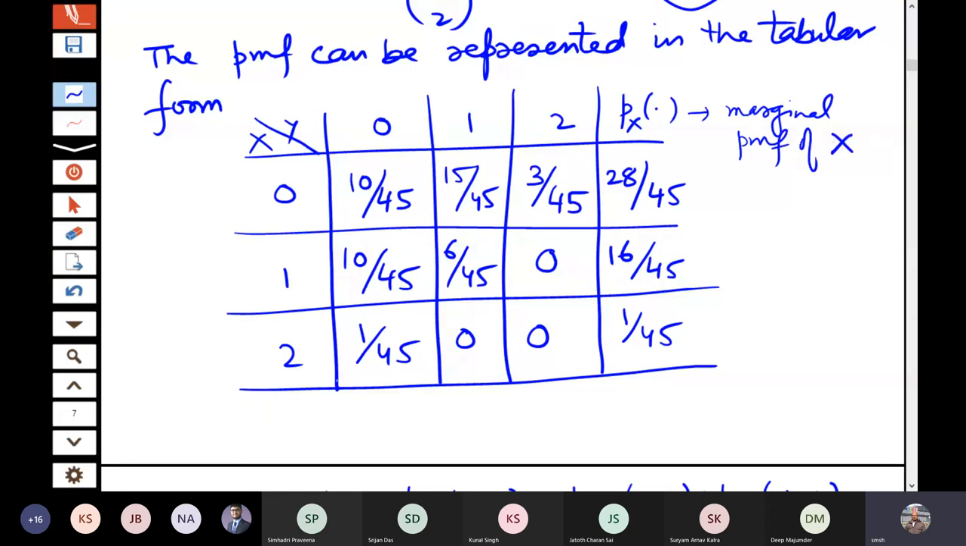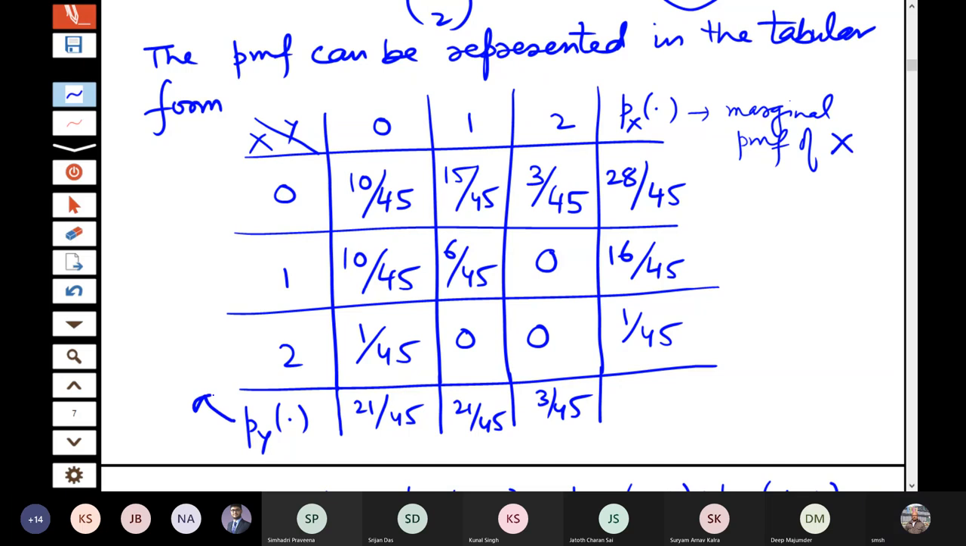Similarly, if I sum over values of x, I will get the marginal distribution of y. So for example, this will become 21 by 45, 21 by 45 and 3 by 45. This is the marginal PMF of y. So from a joint distribution, we can calculate the individual distributions of the involved random variables.